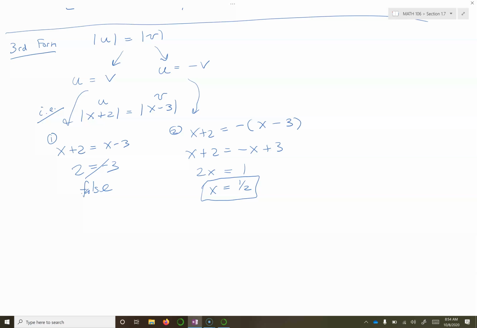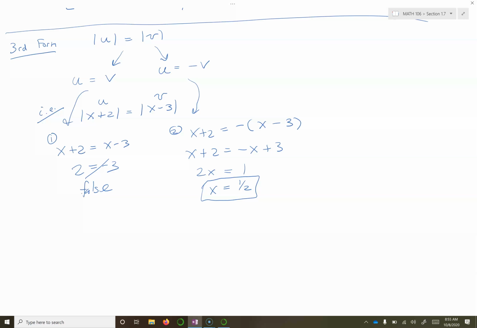What's that called? There's two types: inconsistent and identity. Which one is it? If the numbers on both sides come out to be the same, that's an identity. So what does that mean? Well, an identity means that you could plug in any x value and it's true.